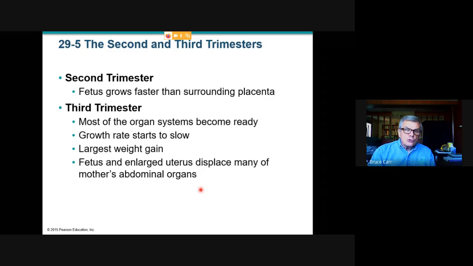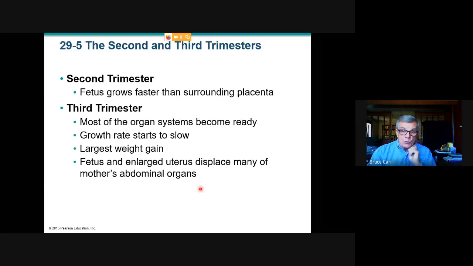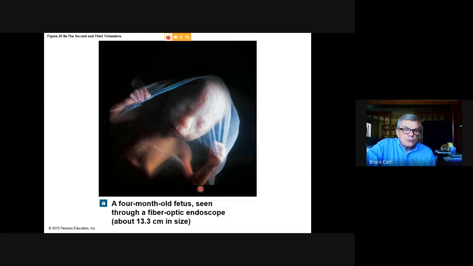The growth rate starts to slow at the end of the third trimester, and this is when there's the largest weight gain with respect to ounces. The enlarged uterus and the fetus itself will press outward in all directions. Kind of shows you the reason for the soft wall of the abdomen so that it can expand out. It will compress the organs and basically place a great deal of pressure on them.